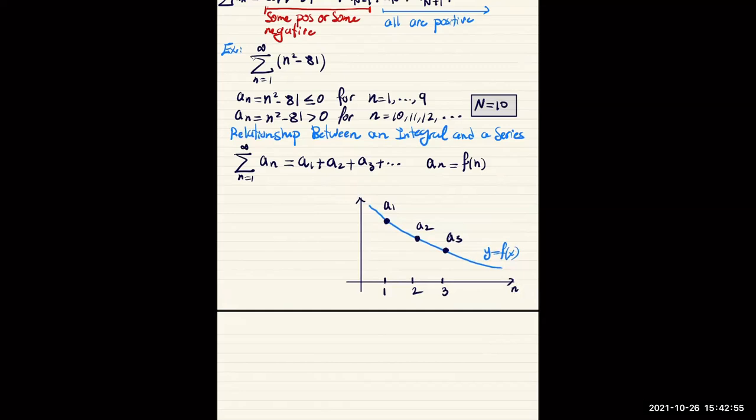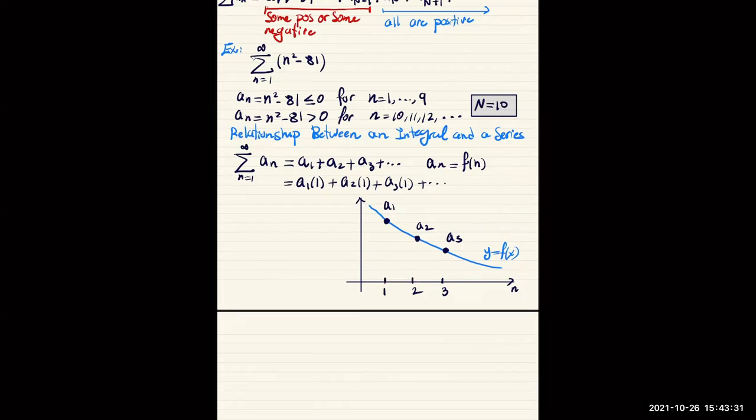If I draw, look, you can think of this A1 as A1 times 1. Think of A2 as A2 times 1. Just put a 1 in front of every one of those terms, A3 times 1 and so on. Okay? This A1 times 1, it happens to be the area of the rectangle drawn over this interval.